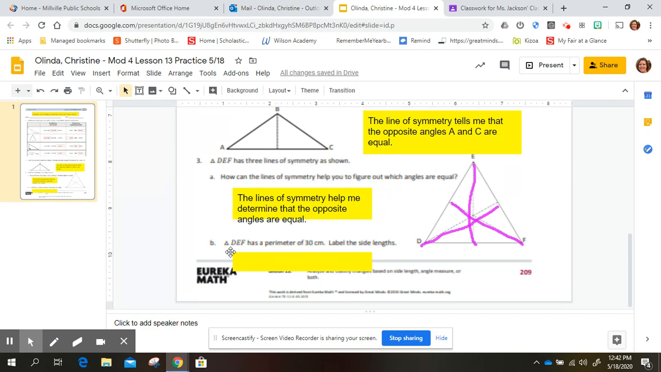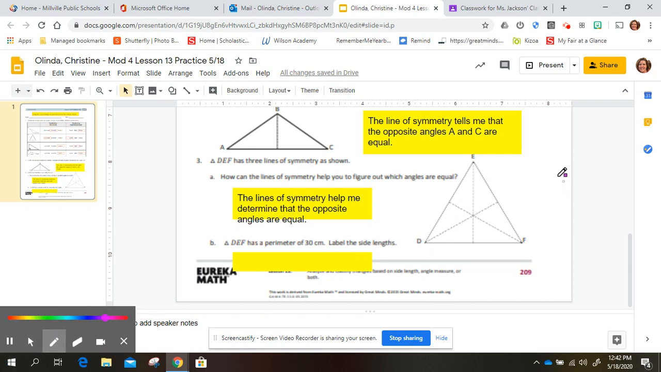All right, triangle DEF has a perimeter of 30 centimeters. Label the side lengths. So I know we've done perimeter many, many times. Perimeter is when you add all the sides together. So if I started here and I wanted to walk all along the outside of the fence, the perimeter, the rim, how many steps or how many inches, centimeters would it take me to walk all the way around? And so if I know the perimeter, I have to add all the sides.